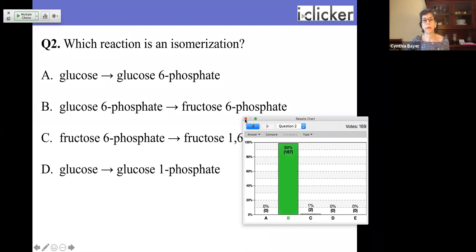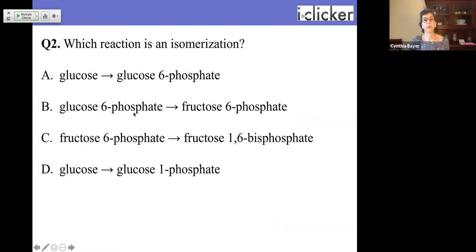And B is, there we go, glucose 6-phosphate converted to fructose 6-phosphate. That's an isomerization. What would we call A? Glucose converted to glucose 6-phosphate is what kind of a reaction? That's a phosphorylation. What about fructose 6-phosphate to fructose 1,6-bisphosphate? That's a phosphorylation as well. And glucose to glucose 1-phosphate is also a phosphorylation.